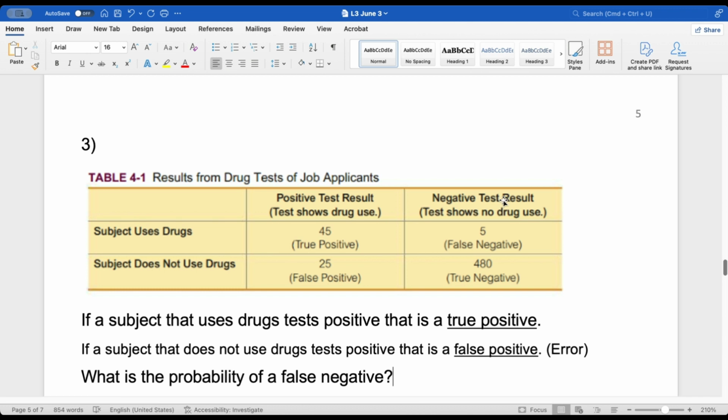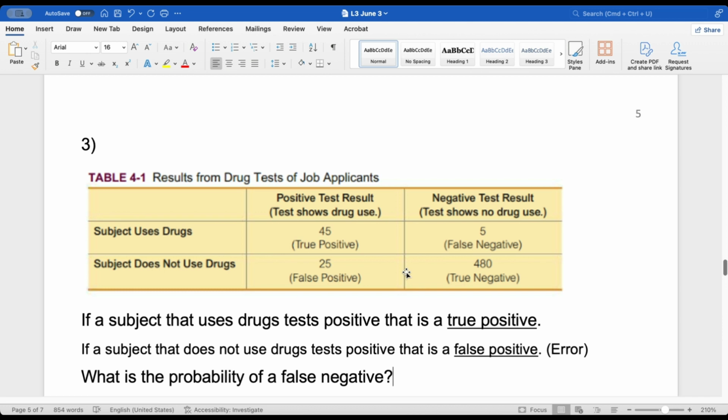Now, if you test negative but the subject is using the drug, then that's considered a false negative. That's an error. In this case, there were 5 of those. If you test positive and you're not using the drug, again, that's an error. That's a false positive. There were 25 here. If you test negative and the subject does not use the drug, then that's a true negative, 480 in this particular example.